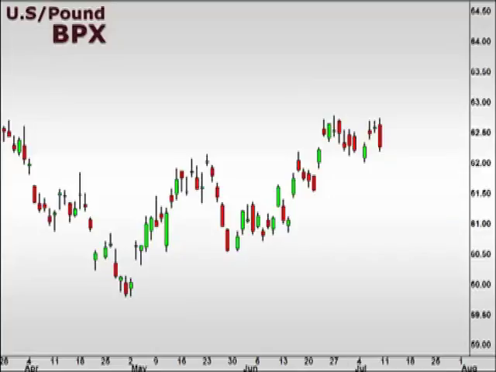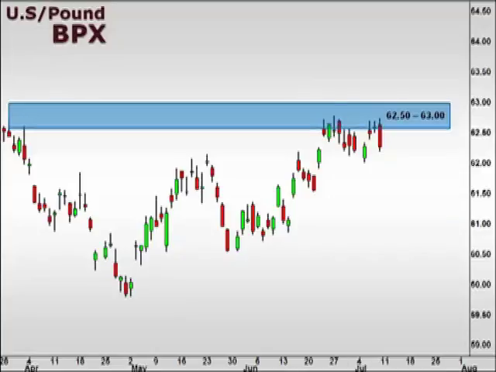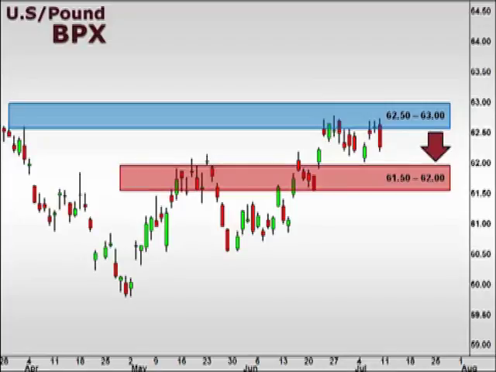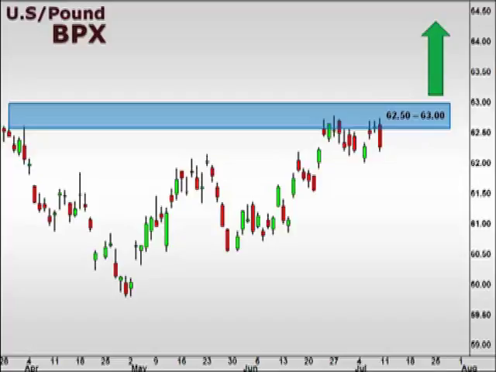Let's take a look at the BPX, the US versus the British pound. Well, the BPX continues to find resistance at the 62.5, 63 focal zone. Friday's negative close indicates the possibility of a retracement lower to test support at the 61.5, 62 focal zone. A break above 63 opens the window for a push higher.